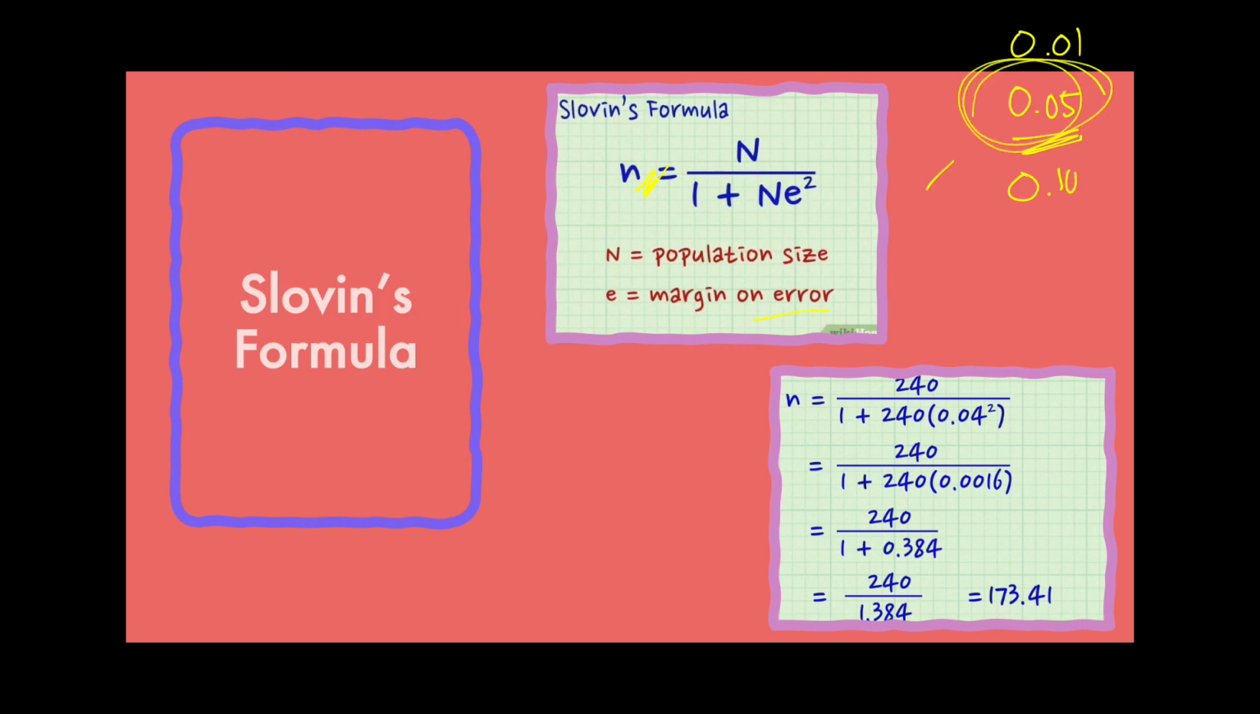So this is an example of a computation. If you have 240 in the population, based on Slovin's formula, you need 173 for a 0.04 margin of error. But again, the computation should have been 0.05. So the lower the margin of error, the higher the size that the computation will provide you. So this specific study will need 173 or 174 students. So it's good to also compute for Slovin's formula.